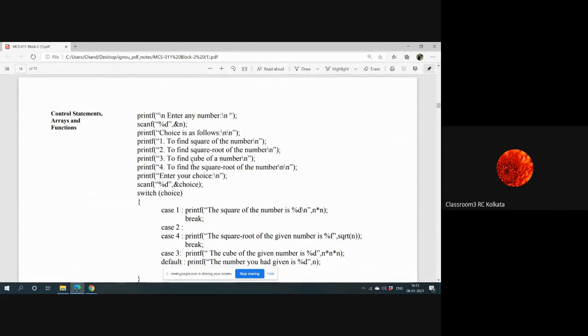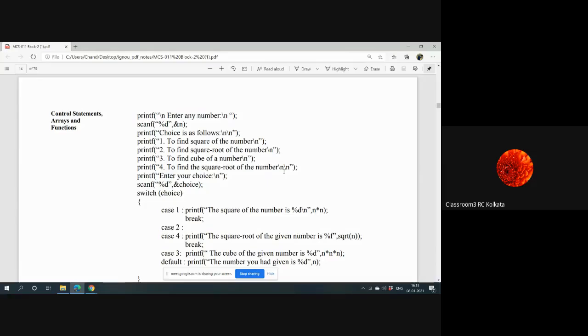But when it is your choice, then there will be multiple options. What are the multiple options? Actually, these are the user guides. These statements guide the user. Printf the choices as follows. If you choose 1, then you can find the square of the number. If you choose 2, then you can find the square root of the number. If you choose 3, then cube. 4, to find the square root of the number.